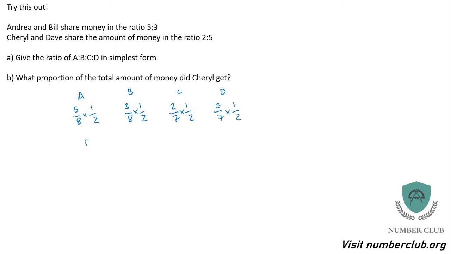So Andrew is getting 5/16 of the money. Bill is getting 3/16 of the money.